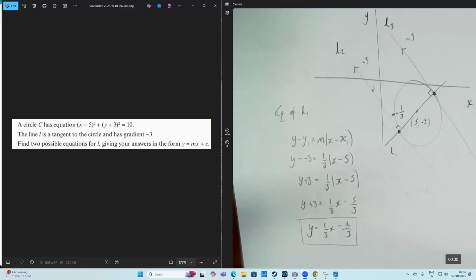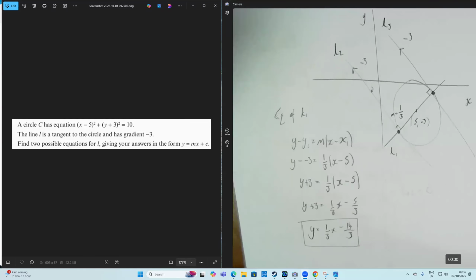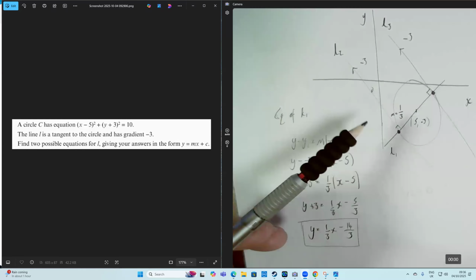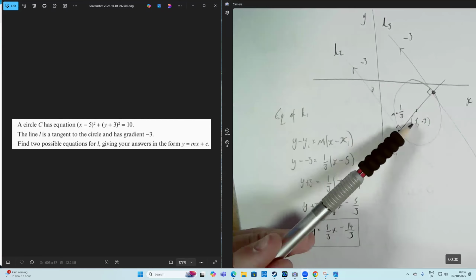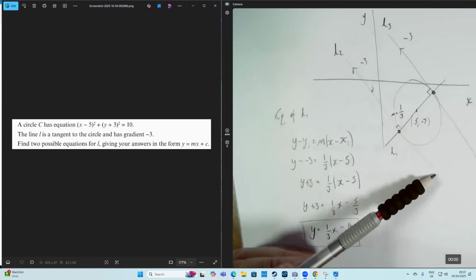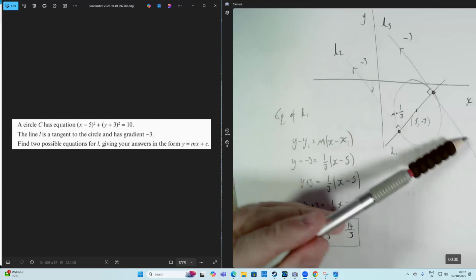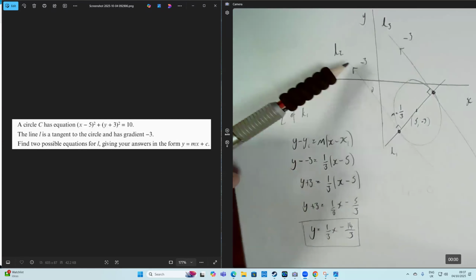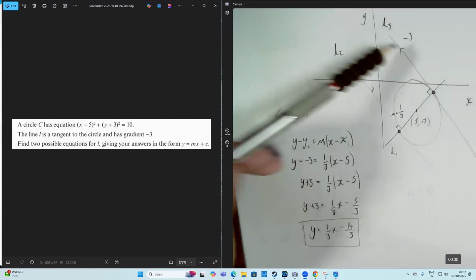So first of all, it's important to get a sketch and see a picture of what's actually happening here. We can see there's our circle with our center (5, −3) and a radius of root 10. And we've got our 2 lines here, which are tangents to the circle, and they both have a gradient of −3, so they're parallel to each other.